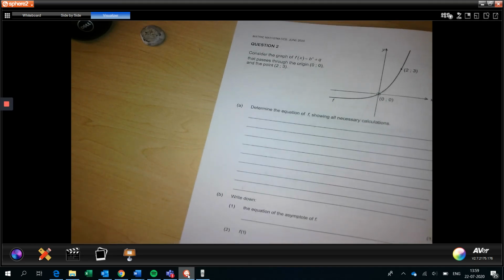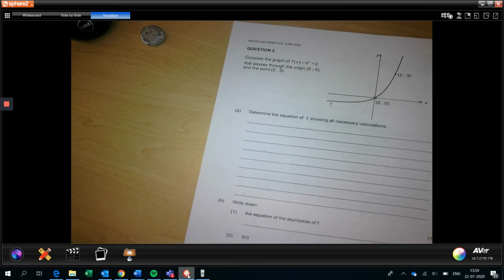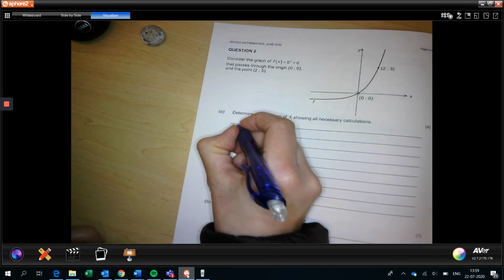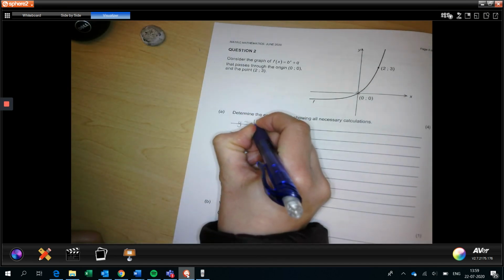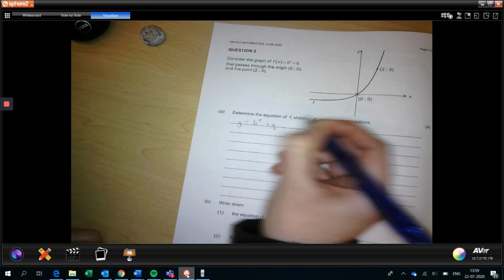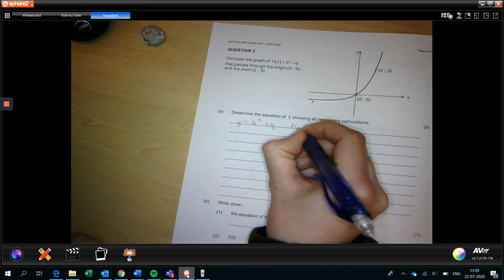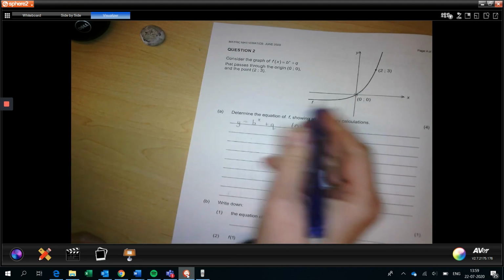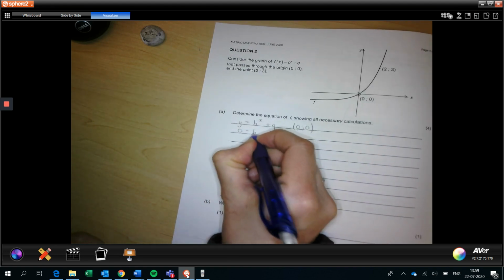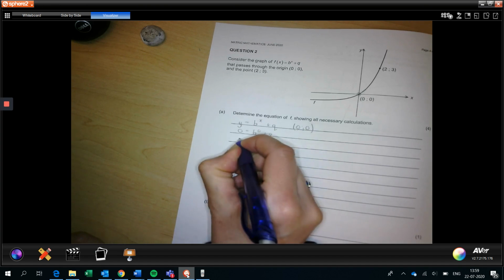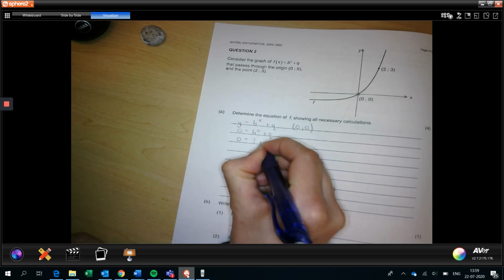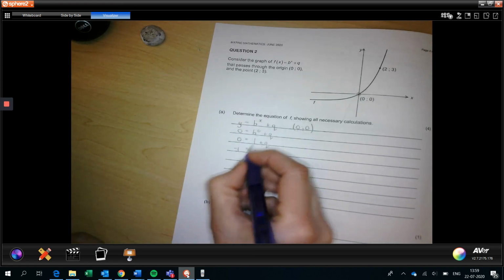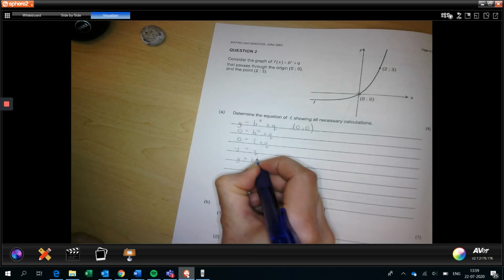Right, this is question 2. You've got an exponential graph and you need to determine the equation of f. So we've got b to the x plus q, and we know that the graph passes through 0, 0, so we can substitute that into the equation. And then you know that anything to the power of 0 is 1, which makes q negative 1. So now we've got y equals b to the x minus 1.